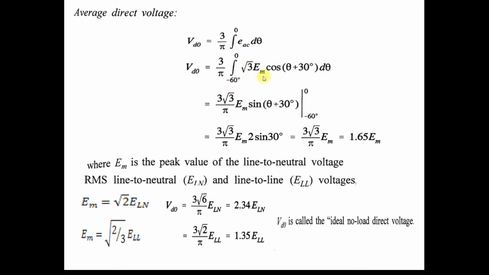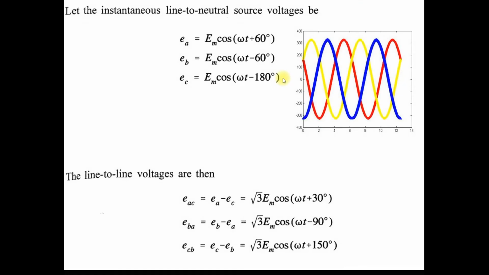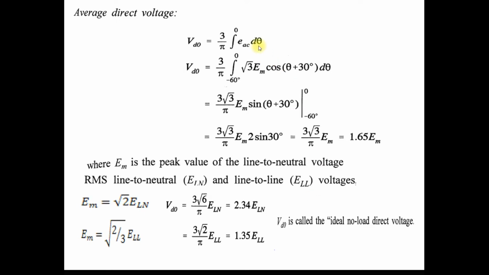You can see that I take the integration from minus 60 to 0. EAC, that line to line voltage magnitude, is root 3 EM cos theta plus 30 degree. You can see that this EAC is equal to root 3 EM cos omega t plus 30 degree. Here omega t is replaced by theta, so it is theta plus 30 degree, not omega t plus 30 degree. Then take the integration, so finally you get this answer, 3 root 3 EM by pi, or numerically you can write 1.65 EM. EM is the peak value of line to neutral voltage, and you can also write this equation in terms of RMS line to neutral voltage.